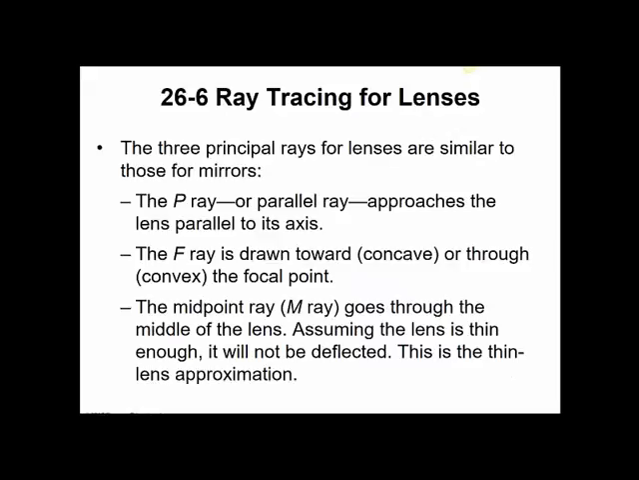Once again, we're going to draw ray diagrams to show the type of images that form. And we'll have P for the parallel ray. We'll have F for the ray that's drawn towards the focal point or away from the focal point. And then we'll have the M ray, in this case, that goes straight through the middle of the lens.